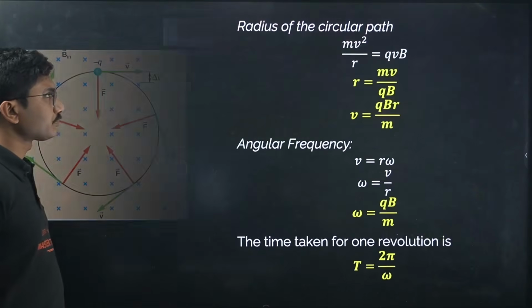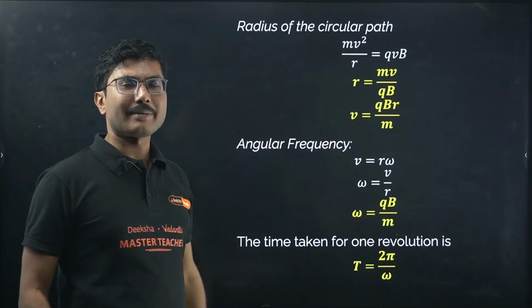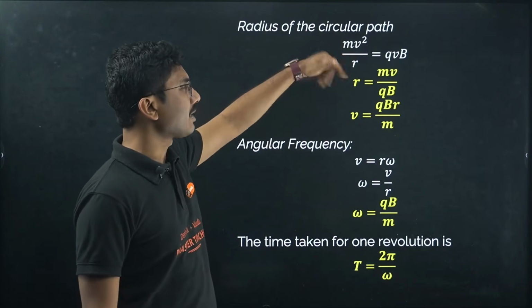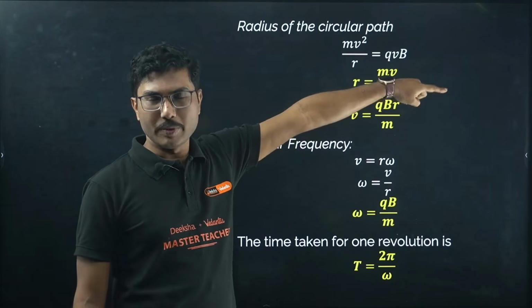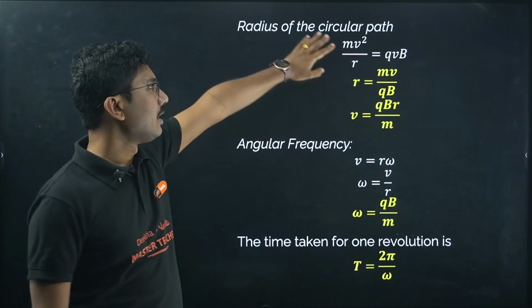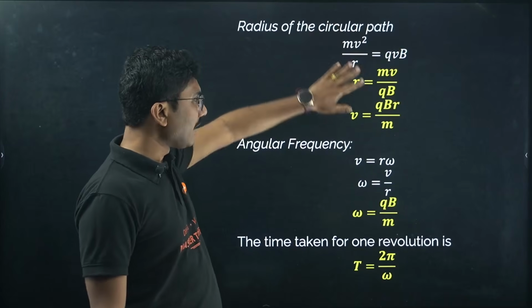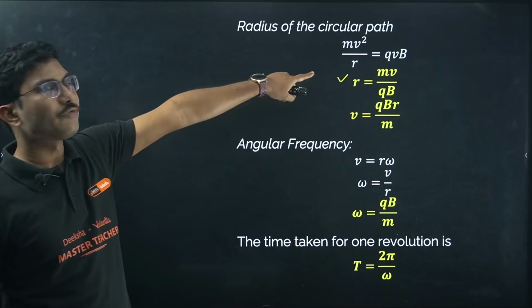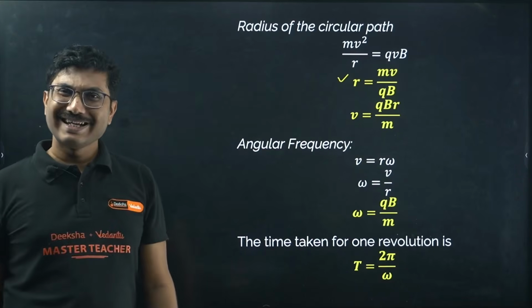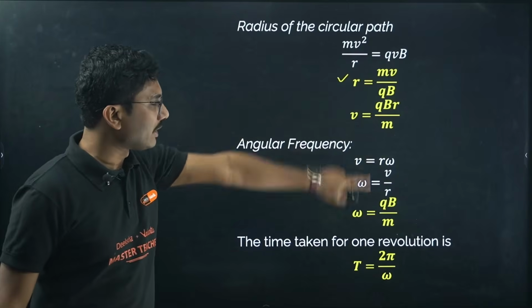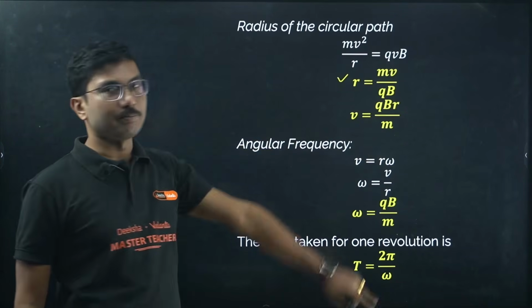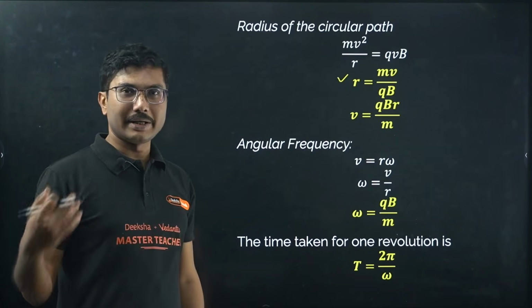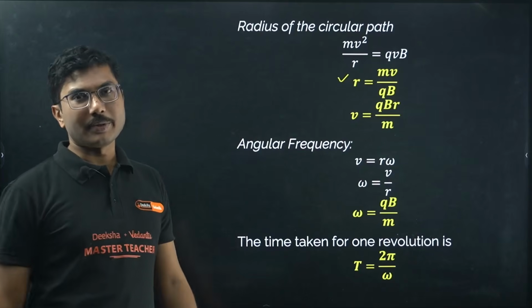Now let's move on. These are a few derivations that might come in your PUC exam. For the circular path, mv square by r equals qvB. It was qvB sin theta, but theta is 90 degrees, so sin theta is 1. This way you can calculate the radius of the circular motion, so this formula is very, very important: R equals mv by qB. And from here you can calculate the velocity as well. Velocity is qBr by m. If you know q and the magnetic field, and you want it to rotate in a particular radius, then you have to have this particular velocity.